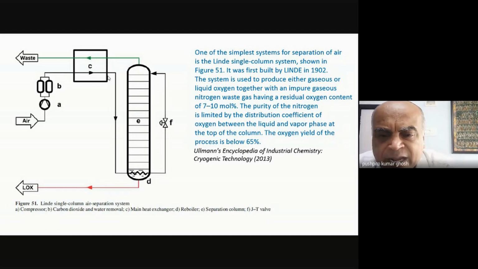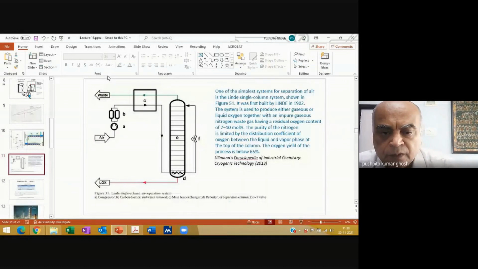In the Monday class, we will continue and spend about 15 minutes, and I'll tell you about the subsequent improvement which was carried out by Linde, which led to both pure oxygen and pure nitrogen. Is it all clear? Any questions?